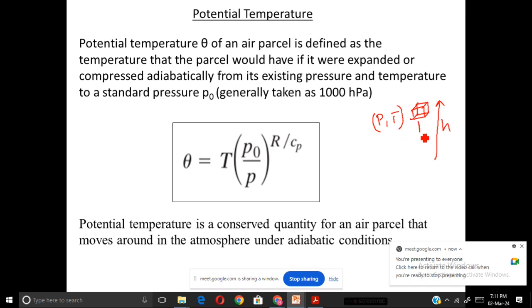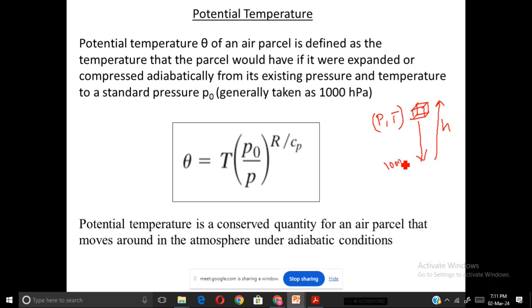Now we are bringing this air parcel down to the level 1000 hectopascal. As we are bringing it down, the air parcel will compress, because it was at a higher height where the pressure is comparatively less. And the pressure that the air parcel experiences is increasing. So as we bring it down to 1000 hectopascal, there will be a change in temperature occurring to the parcel. This temperature is known as the potential temperature.